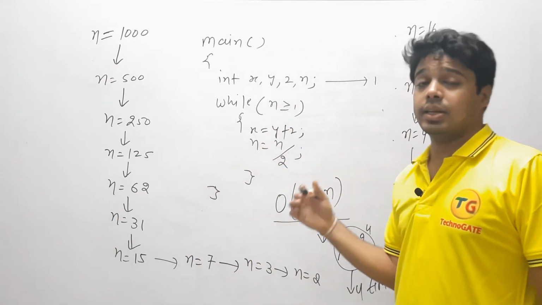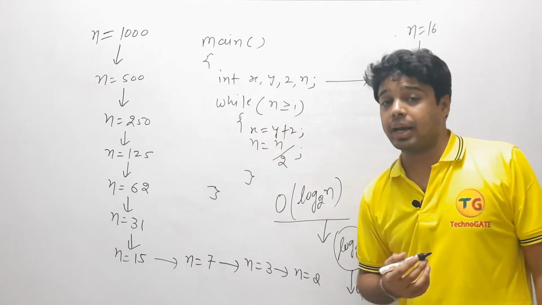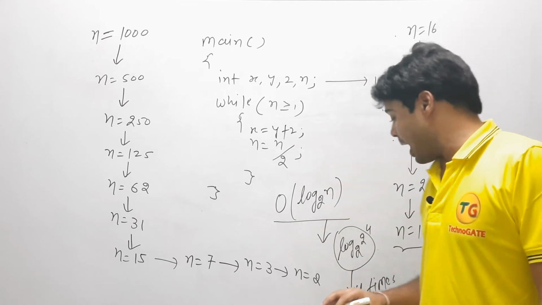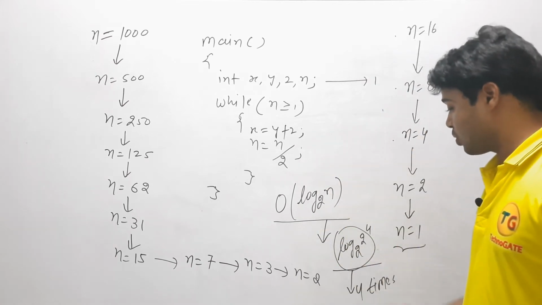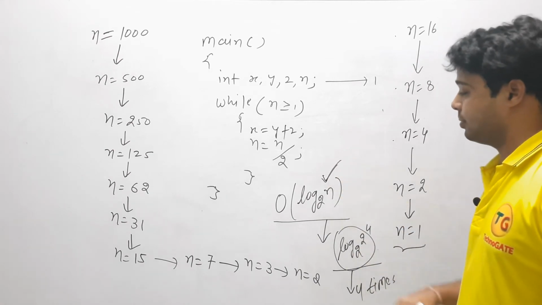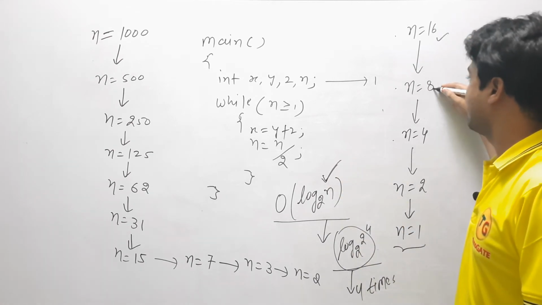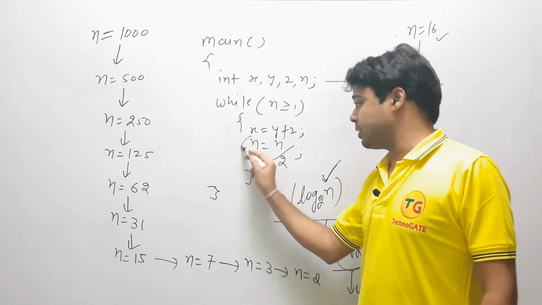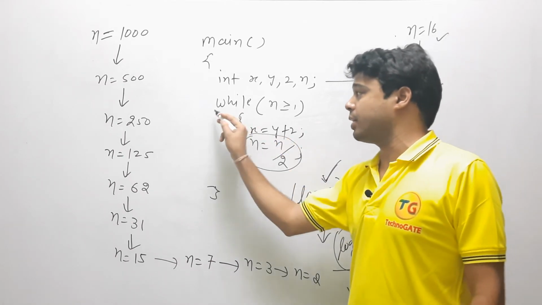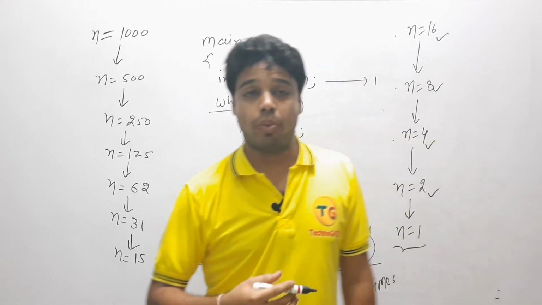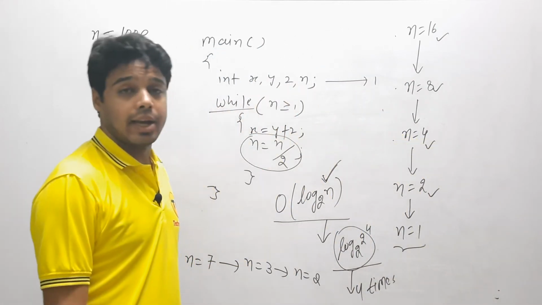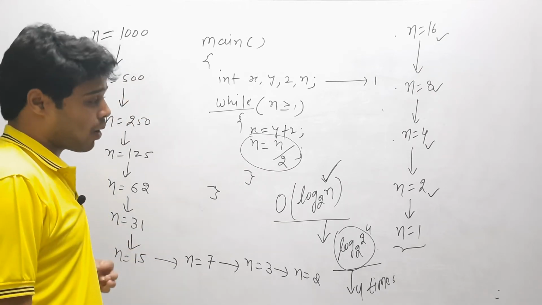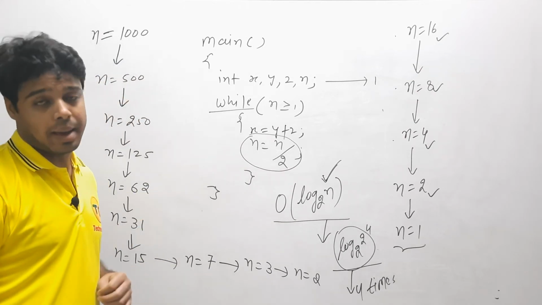So whenever we see division or multiplication in the while loop, the time complexity is always in logarithmic terms. So what is the complexity here? Log n. So n is 16, 1, 2, 3, 4 times it will execute. So whenever we see division or multiplication in any loop, like a while loop, for loop or do while loop, the time complexity is always in logarithmic terms. Okay, so through this approach, we can calculate the time complexity.